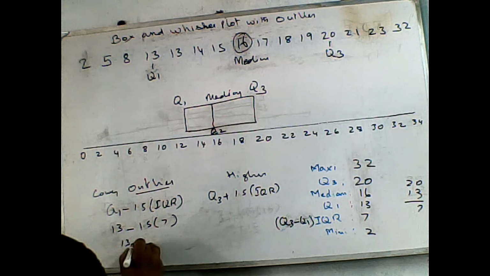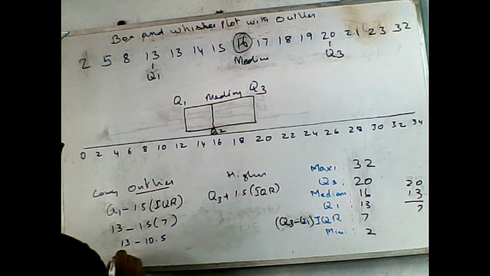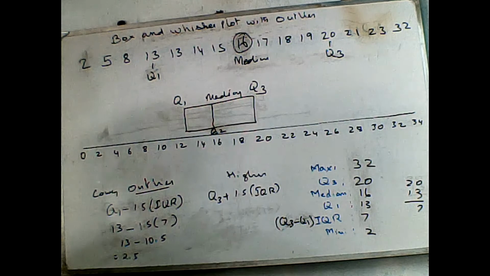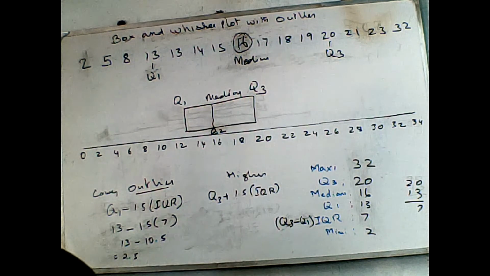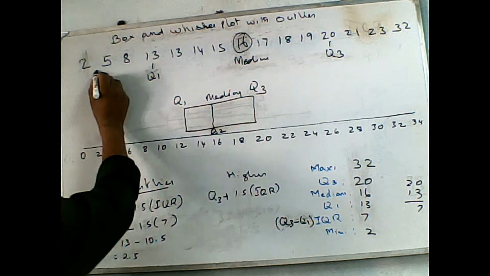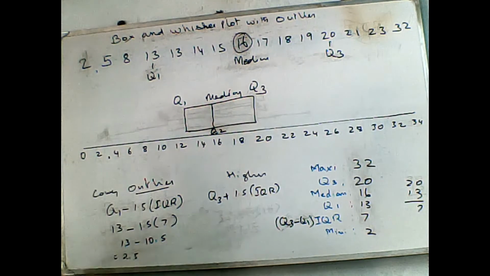13 minus 10.5 gives the answer 2.5. 2.5 is the outlier. The outlier is contained in this space, you see.